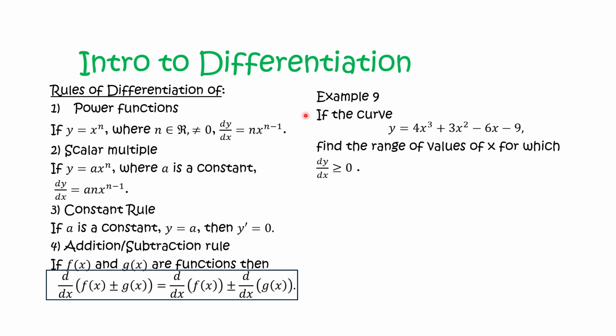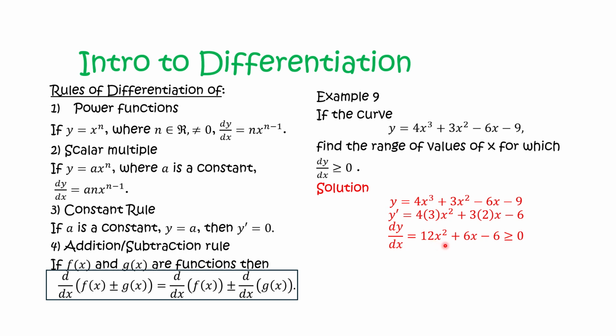Let's look at the last example for the day. So if we have that cubic curve and we're asked to find the range of the values of x for which dy/dx is greater or equal to 0. The solution. So y is given to be that, implying that the gradient function y prime will be given by that. So we drop the powers and we subtract the power by 1 so that we get to that. Simplifying further, we get our dy/dx as 12x squared plus 6x minus 6 is greater or equal to 0.